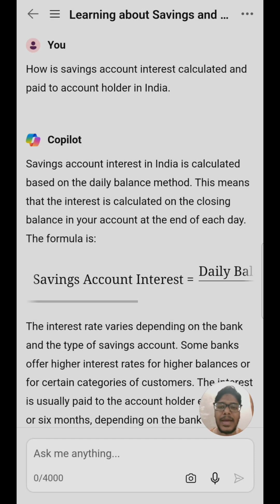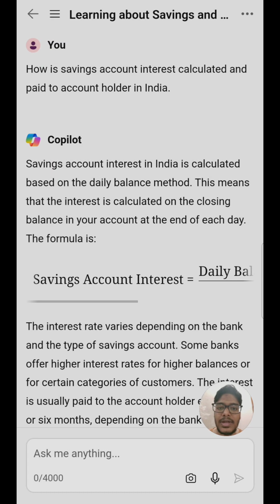Hello everyone, so I am back with another ChatGPT Explains part, and today we are going to understand how savings account interest is calculated by the banks and paid to the account holder in India. So coming to the part directly, I asked ChatGPT how savings account interest is calculated and paid to the account holder, and this is what ChatGPT gave me back.